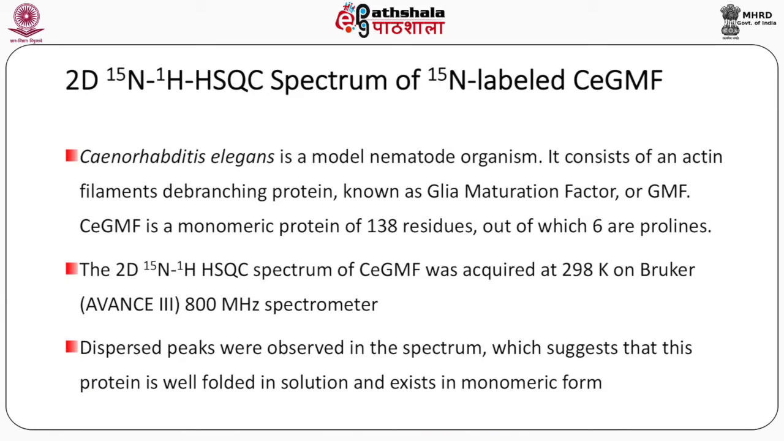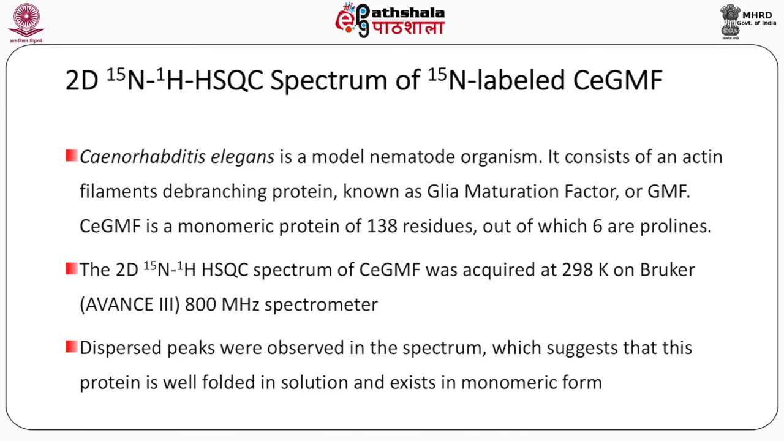Let us now look at the 2D N15 proton HSQC spectrum of N15 labeled C. elegans glia maturation factor, which is written as CEGMF. C. elegans is a model nematode organism. It consists of an actin filaments debranching protein known as glia maturation factor, or GMF. CEGMF is a monomeric protein of 138 residues, of which 6 are prolines.